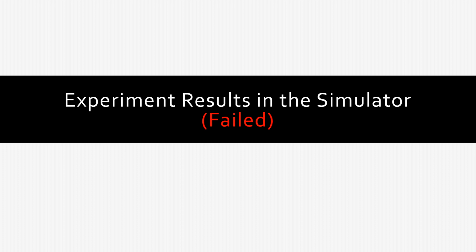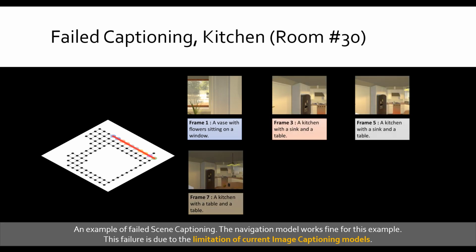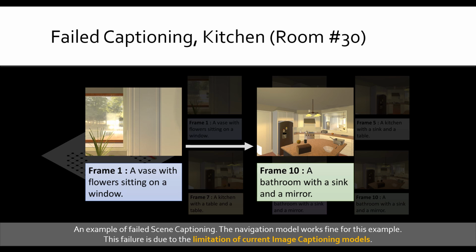Sometimes our proposed framework will encounter failures in some scenarios. We will show some failure cases and analyze their causes. This is an example of failed scene captioning. The navigation model works fine in this example. Almost everything in the kitchen can be seen from the last frame. However, the image captioning model still gives a non-informative result. Such kind of failure is mainly caused by the limitation of current image captioning models.